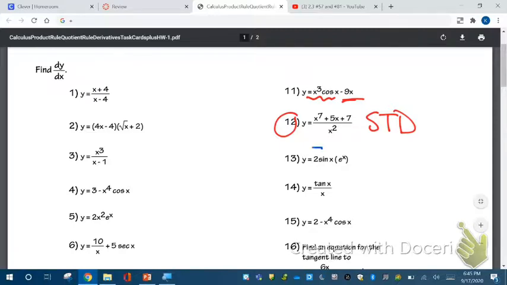Number 13, product rule. These guys go together, and then the e to the x. 14, no choice. You get stuck on that one. You're going to have to do a quotient rule. Let's skip to 16.